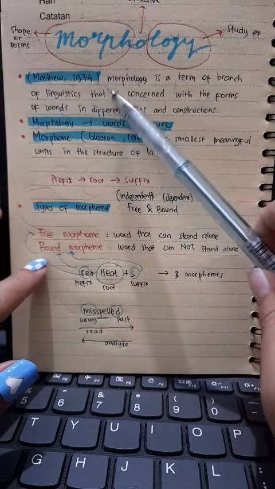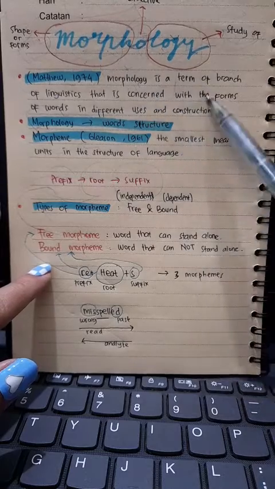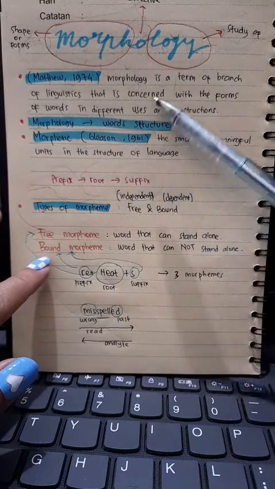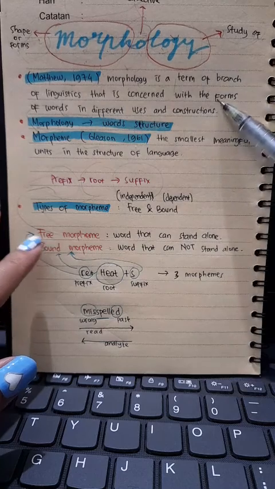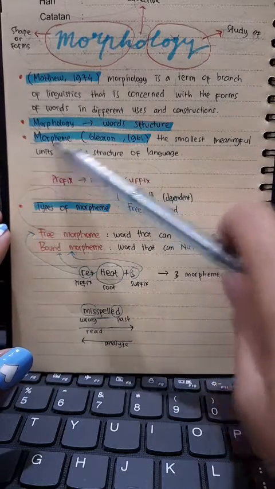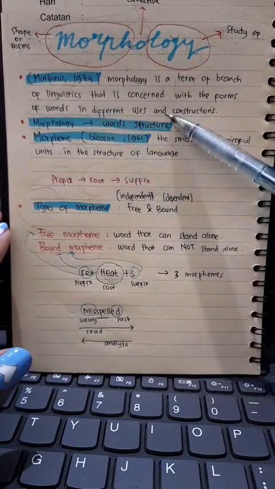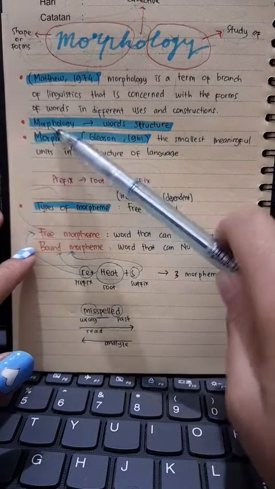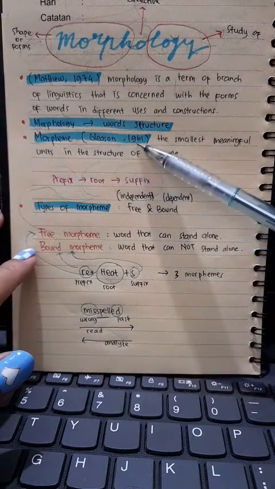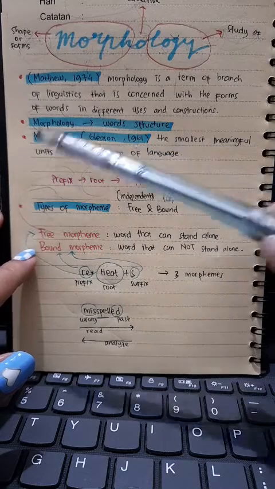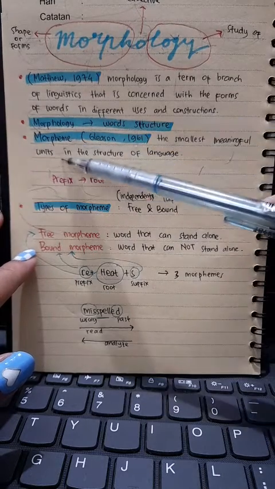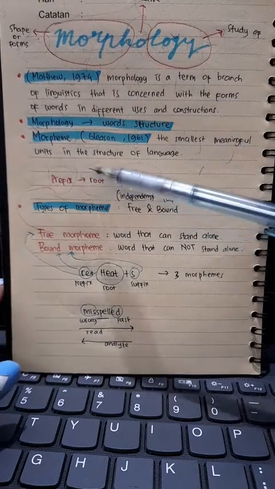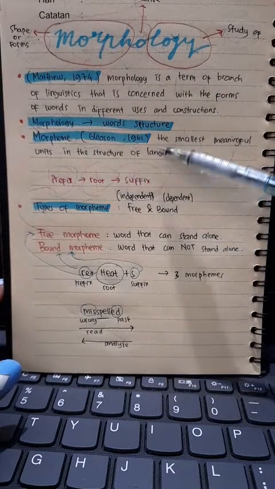Matthews 1974 said that morphology is a branch of linguistics that is concerned with the forms of words in different uses and constructions. In short, morphology is word structure. Morphology has the concept of the morpheme. Gleason 1961 said that a morpheme is the smallest meaningful unit in the structure of language. In morphology there are prefix, root, and suffix.